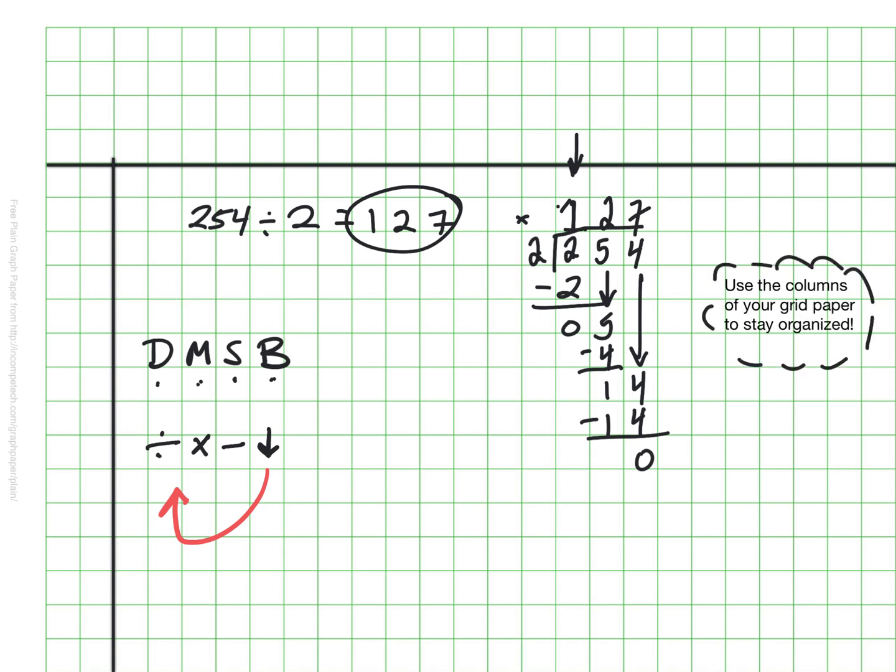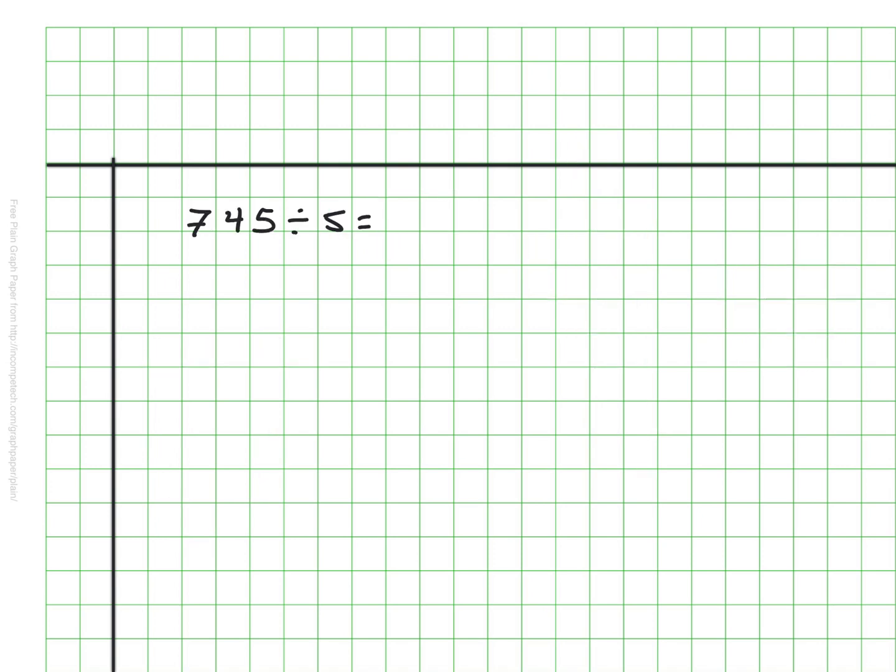You get to the end of the cycle. Let's try it another time. This time I have 745 divided by 5, and once again, I do not want to count by 5s. So I'm going to remember here that my 745 is what is getting divided. So I'm going to go ahead and put that inside this symbol, and it's being divided by 5.